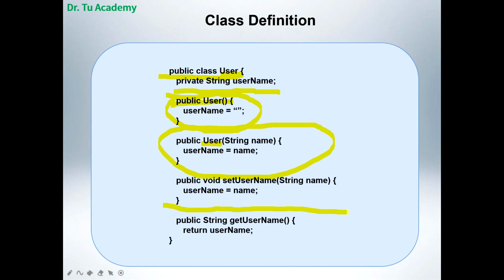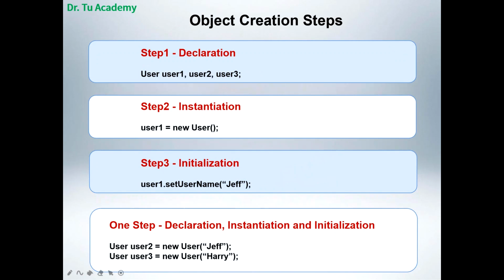This is the member method. We set the username. This is the method getUsername. Here are the steps to create objects. Step 1, declaration. We use the class name to declare 3 objects. The class name is user. The object names are user1, user2, user3.